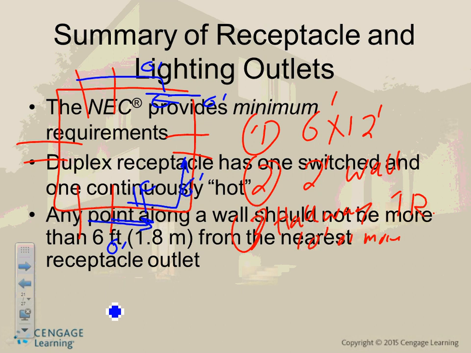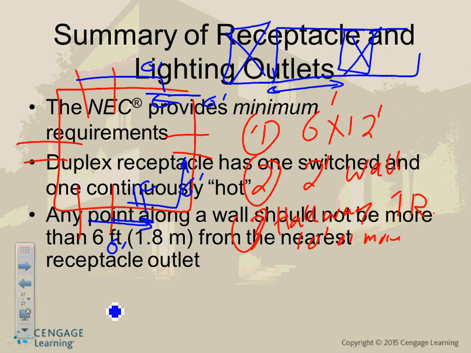Oh, the 2 foot wall. That's what I meant. Here's a wall, here's a door, and there's another door right here. There are two doors, and this is a 3 foot wall in between the two doors. How many receptacles do you need? One. If it's a 2 foot wall or more, you need a receptacle.